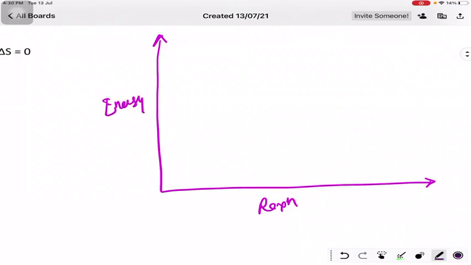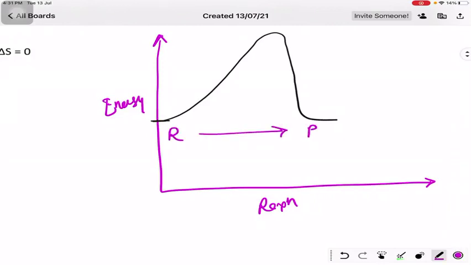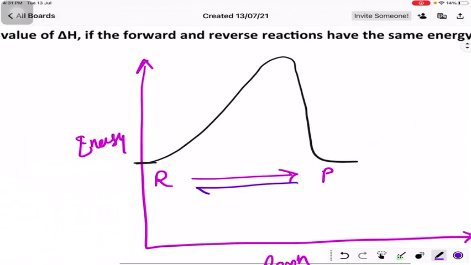So both the forward and backward reaction have same activation energy. Now what is activation energy? This barrier which should be crossed by the reactant molecule to convert into product. So let us consider this is forward reaction, reactant are converting into product. Now this is backward reaction where product are converting into the reactant. So in this reaction both are having same activation energy.